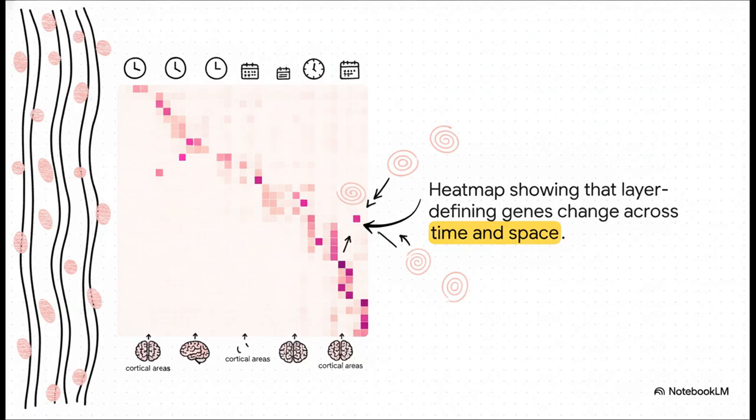For example, the set of genes defining layer 4 in the frontal cortex at week 20 is distinct from the set defining layer 4 in the occipital cortex at week 30. From this, the authors conclude that the gene expression programs specifying laminar identity are highly dynamic, varying across both development and cortical geography.